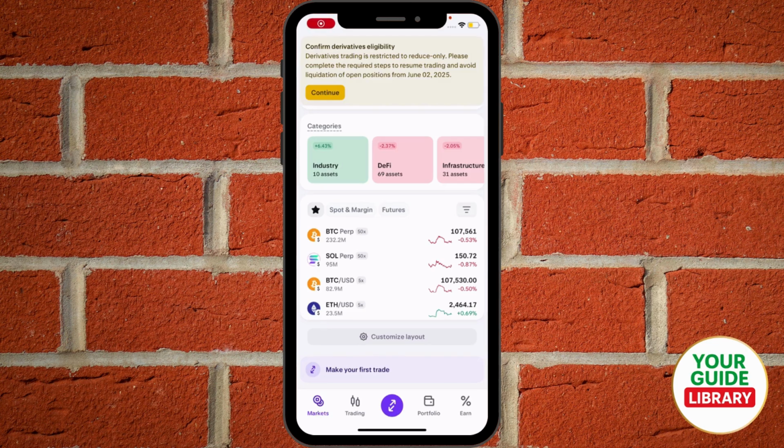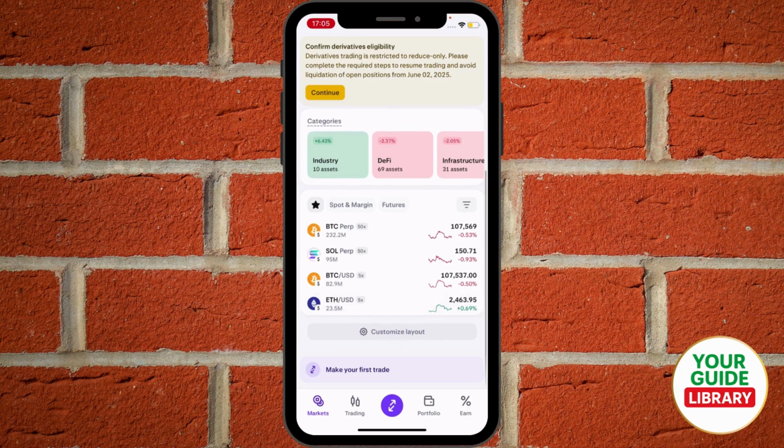In this video, I'm going to show you how to go long on the Kraken Pro app. To go long on Kraken Pro, you are essentially betting that the price of an asset will increase. This is done by opening a margin position where you borrow funds to amplify your potential profit or loss.